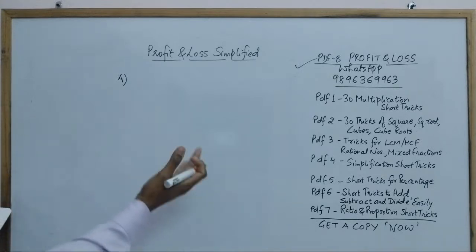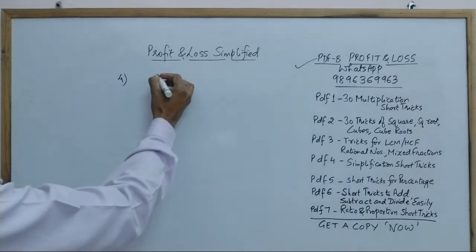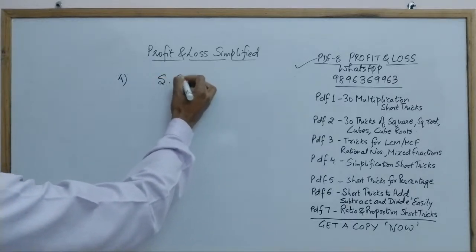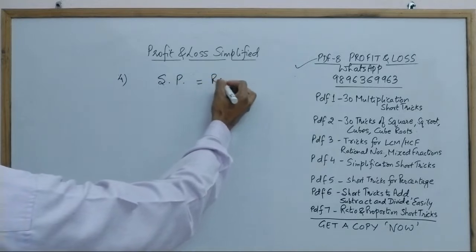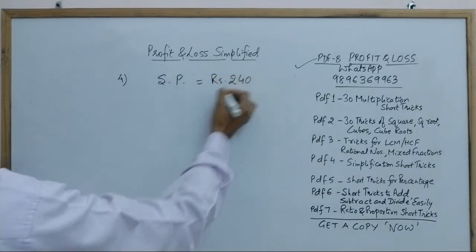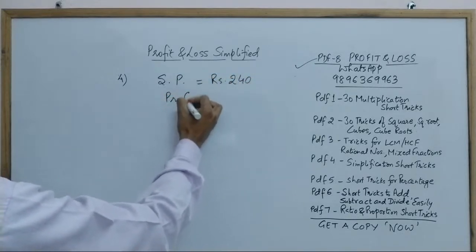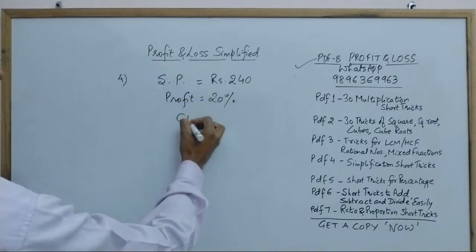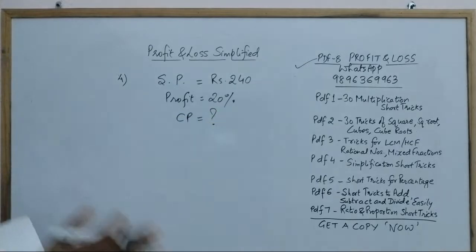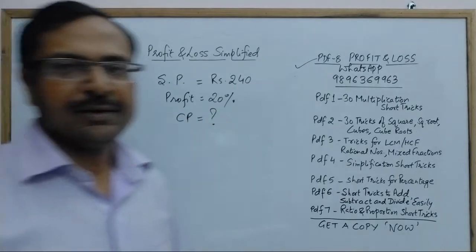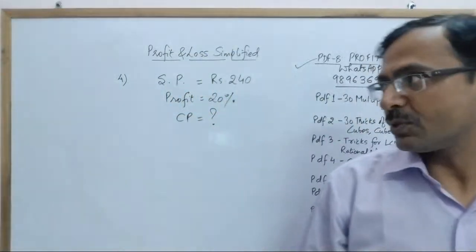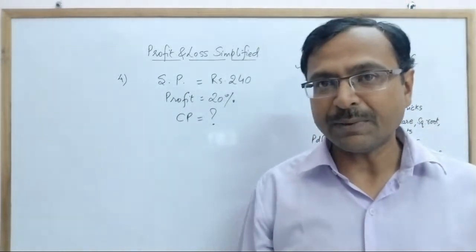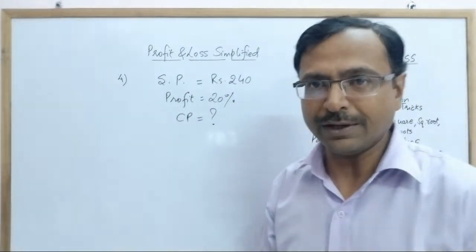I'll give you the reverse one now. How do we solve? Whenever SP is given, suppose selling price of an item is rupees 240 and it gives you a profit of 20%. So what method will you use to find the cost price of the item? Now this is the reverse case when the selling price is given. In the previous question we were required to find the selling price. Now selling price is given and you have to find the cost price.